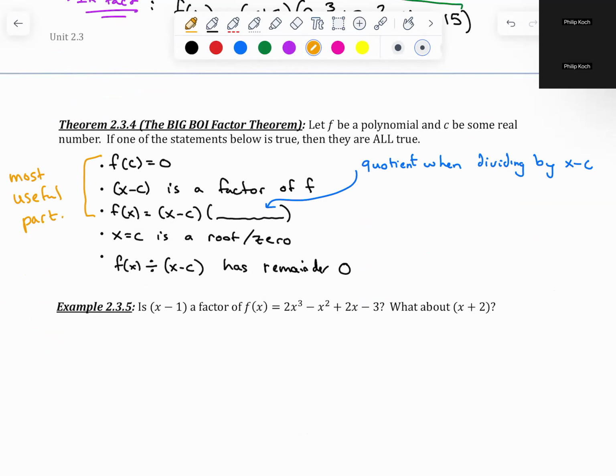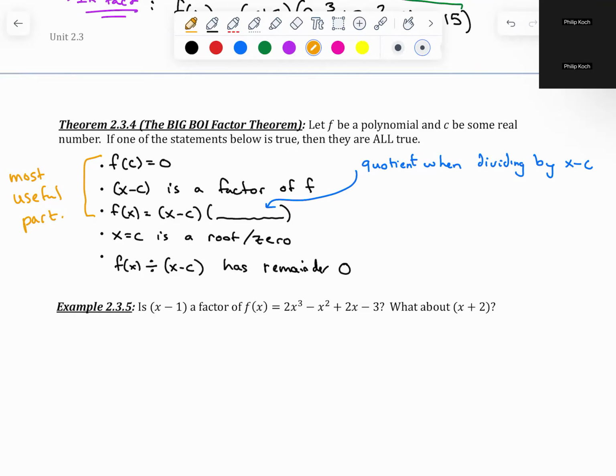Is x minus 1 a factor of f? What about x plus 2? And if it is, factor it, is probably what I should say. If it's just asking whether or not they're factors, which this one is, then you could just plug in f of 1. If f of 1 equals 0, then it is a factor by the big boy factor theorem, right? If f of 1 equals 0, then x minus 1 is a factor. That's like the first two bullet points.